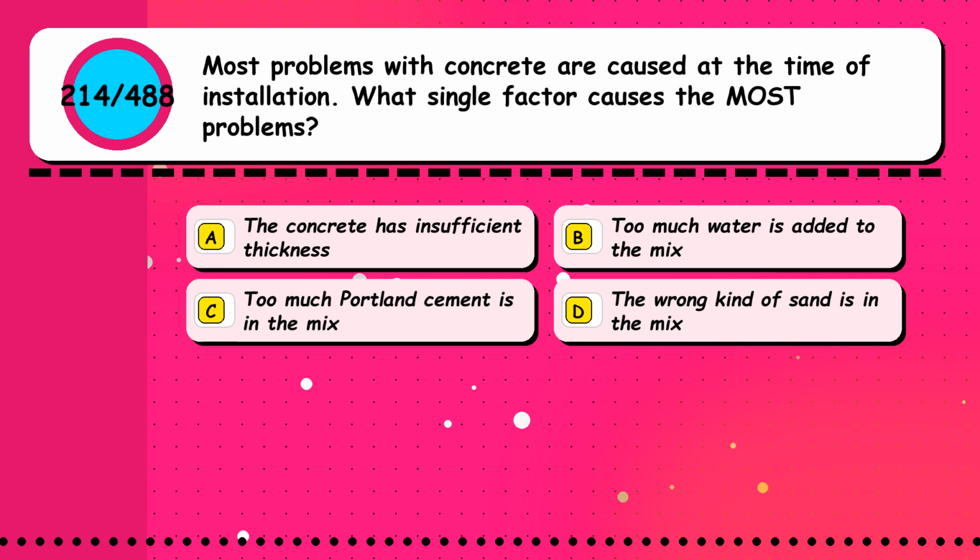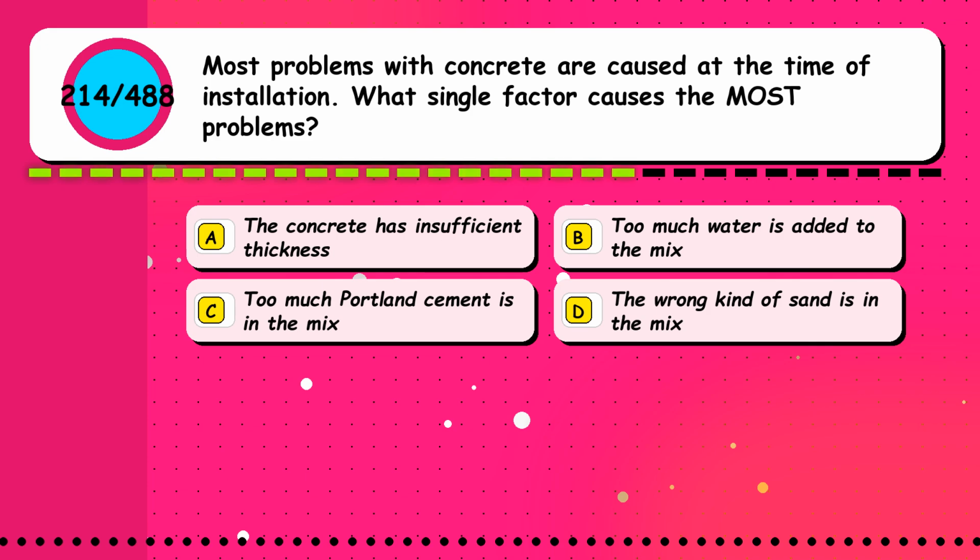Question 214. Most problems with concrete are caused at the time of installation. What single factor causes the most problems? Option A, the concrete has insufficient thickness. Option B, too much water is added to the mix. Option C, too much Portland cement is in the mix. Option D, the wrong kind of sand is in the mix.